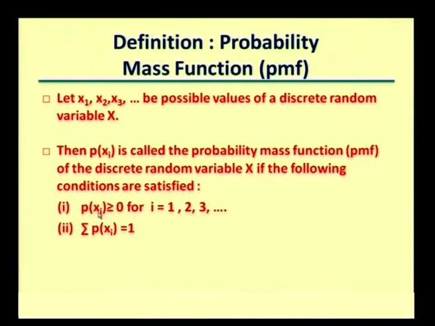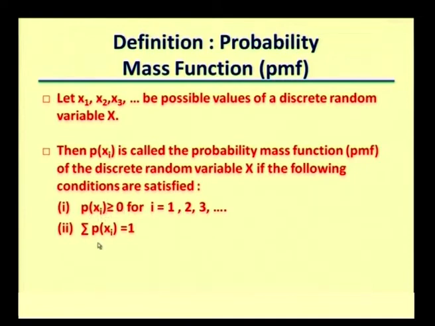So, the probability conditions should be satisfied for the probability function also. What is the first condition? All the probability values should be greater than or equal to 0 for all the possible values of the discrete random variable, because probability values always lie between 0 and 1. So it should be non-negative, that is why P of xi is greater than or equal to 0.